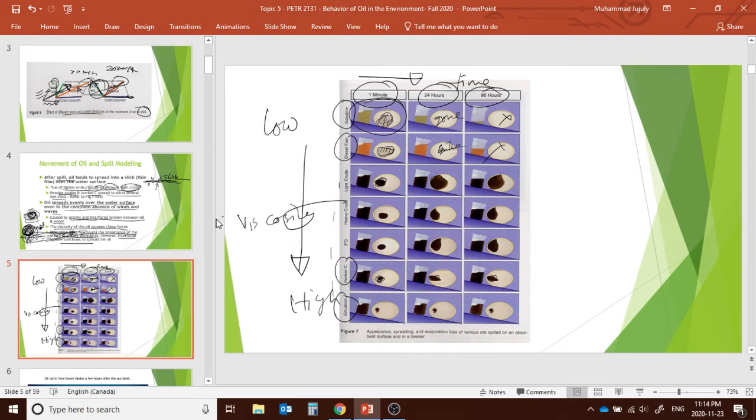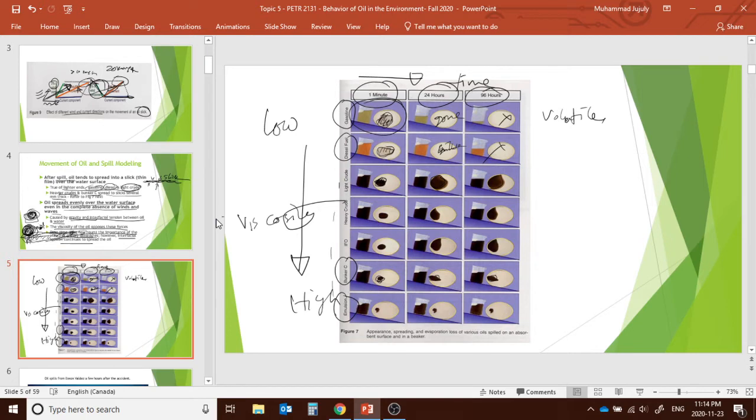Why is that? Because in the case of gasoline, it is more volatile, and it can also spread much better. Why? Because of the lower viscosity. Since the viscosity is low, it spreads rapidly, and since it's more volatile, it's totally gone.